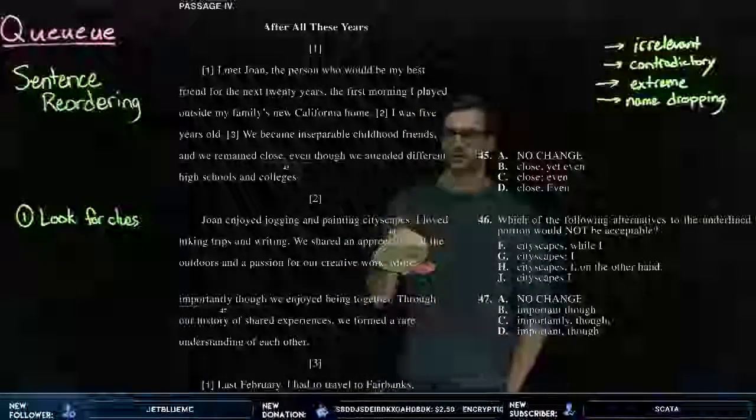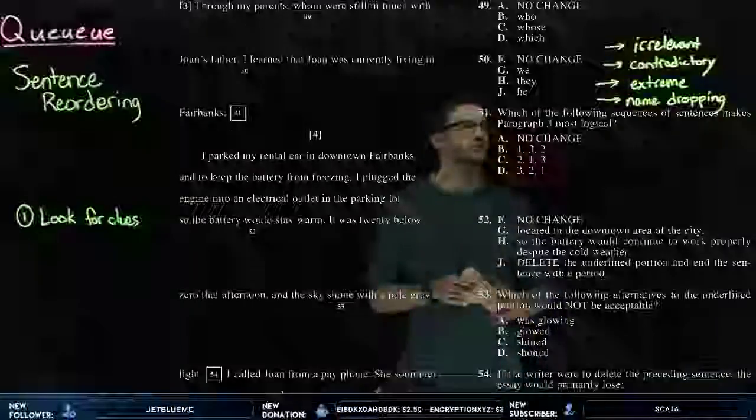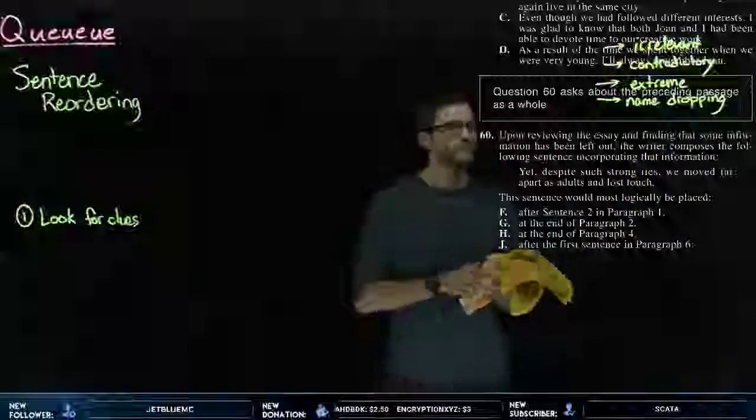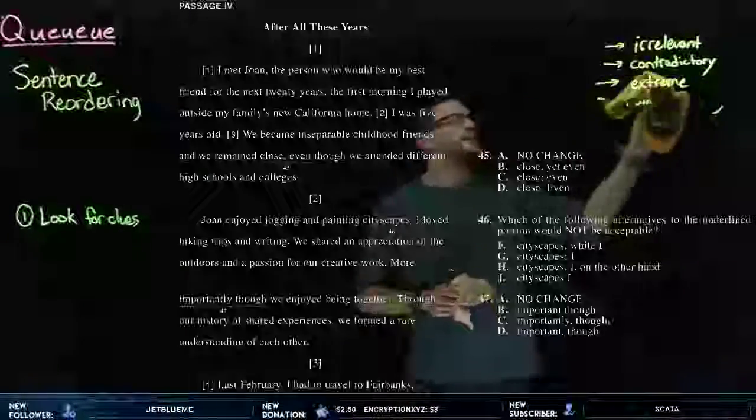Paragraph two sentence. Before or after? Let me double check. Sure. I got to erase anyway. So after sentence two and paragraph one. After sentence two and paragraph one.